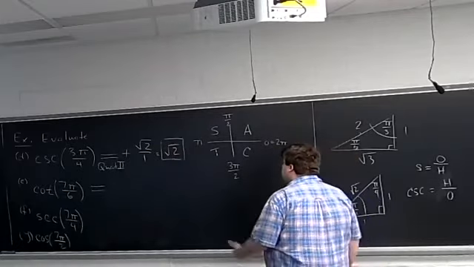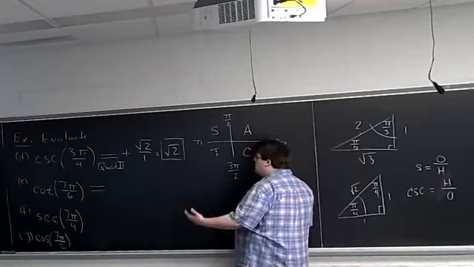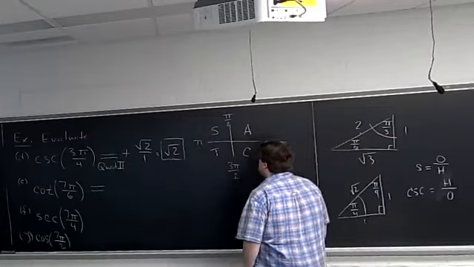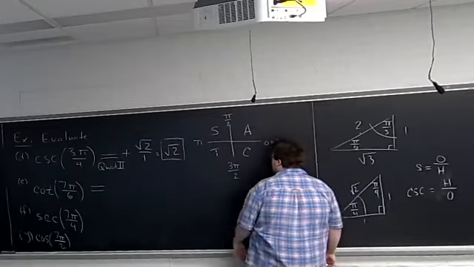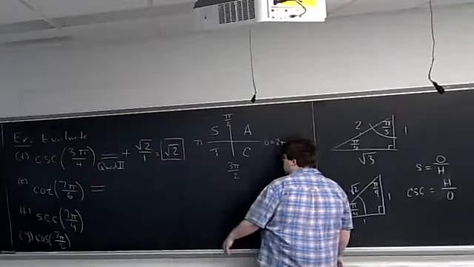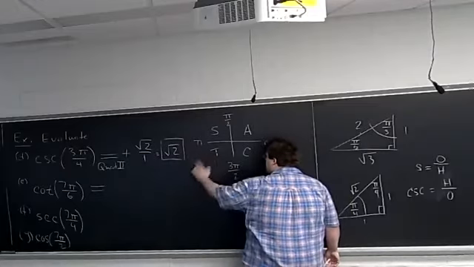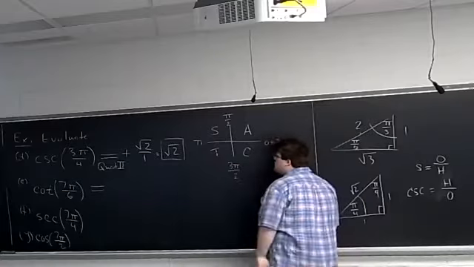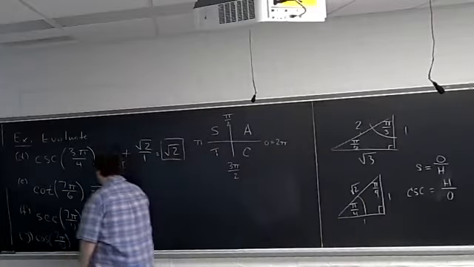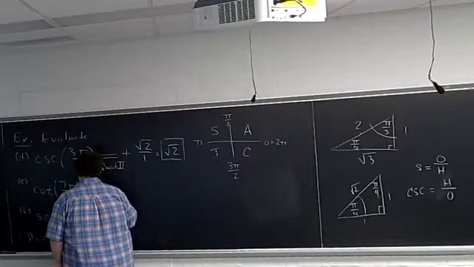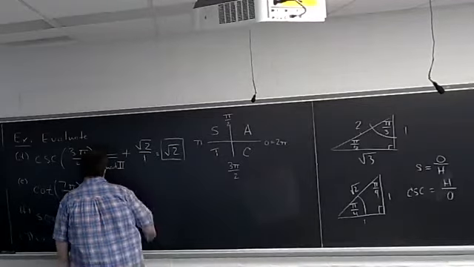Cotangent 7 pi over 6. Coefficient on pi is 7 sixths. 7 sixths is a little more than 1, and a good deal less than 1.5. So 7 pi over 6 brings us into quadrant 3. In quadrant 3, tangent is positive, so cotangent is also positive.